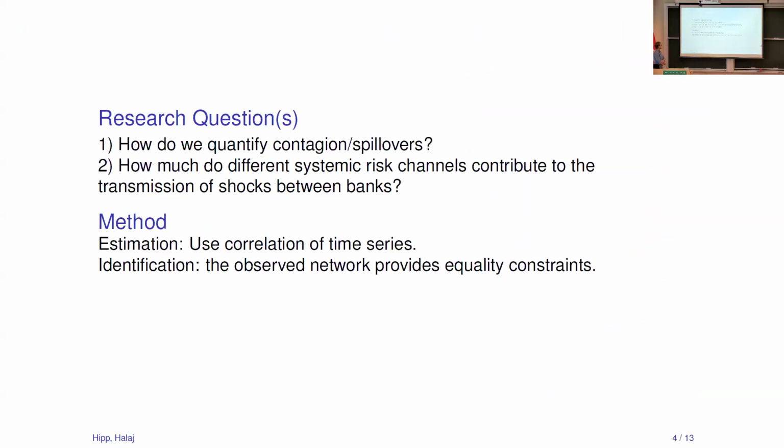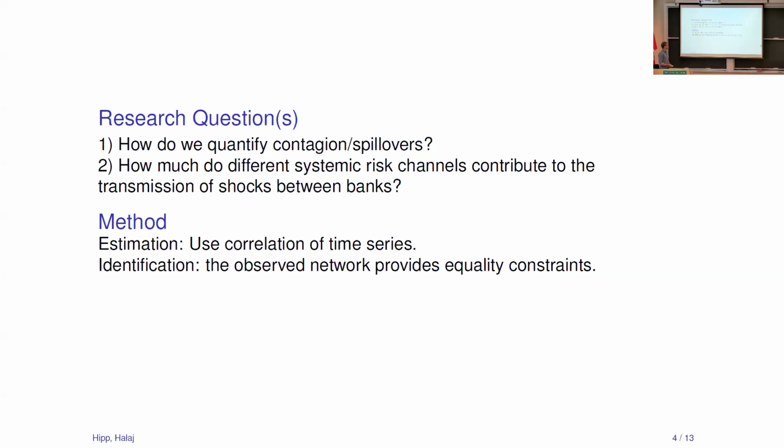So here's the research question: how do we quantify contagion in that context? And then for us, more importantly, how much do the different systemic risk channels, as we just defined them in the first slide, contribute to the transmission of shocks between banks?